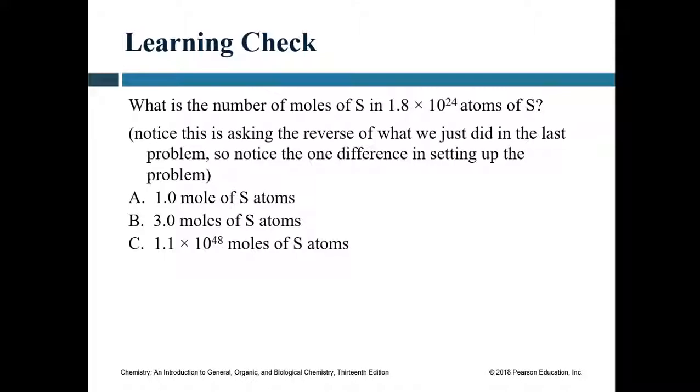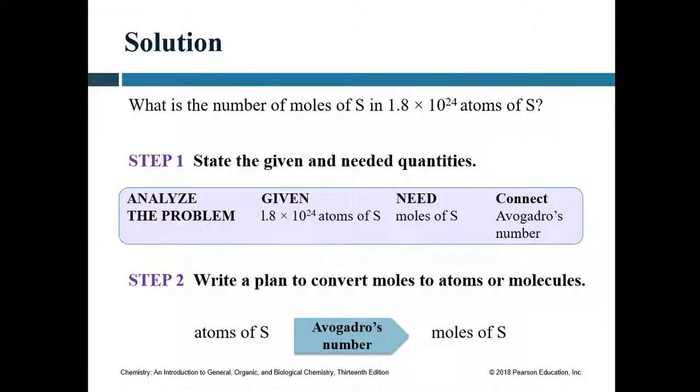Now then, for our last problem, what's the number of moles of sulfur in 1.8 times 10 to the 24th atoms of sulfur? Now notice, this is asking the reverse of what we just did in the last problem. So I want you to notice the one difference in setting up the problem. Well, we are given this many atoms, and they're asking for the amount of moles, and the way to get from atoms to moles, or moles to atoms, either way, is through Avogadro's number.